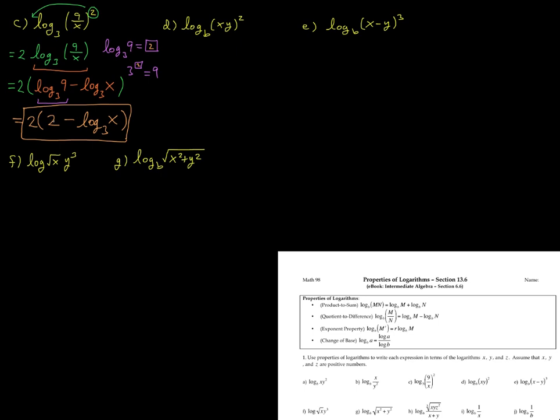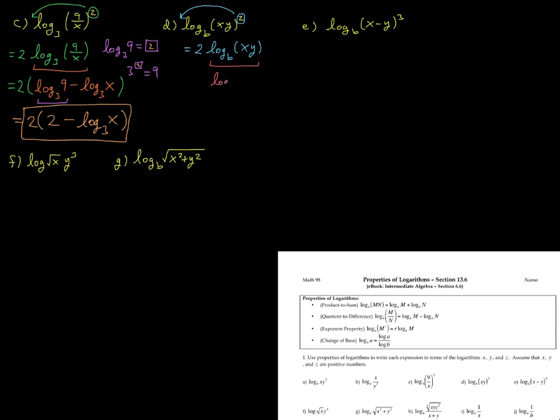Now if you were to go ahead and distribute this 2 and get 4 minus 2 log base 3 of x, that would be perfectly fine as well, but there's no need to distribute the 2. All right, great. Part D, we got log base b of the quantity x, y squared. So I see this exponent here. Let's go ahead and bring this out in front. So this is going to give us 2 log base b of x times y.